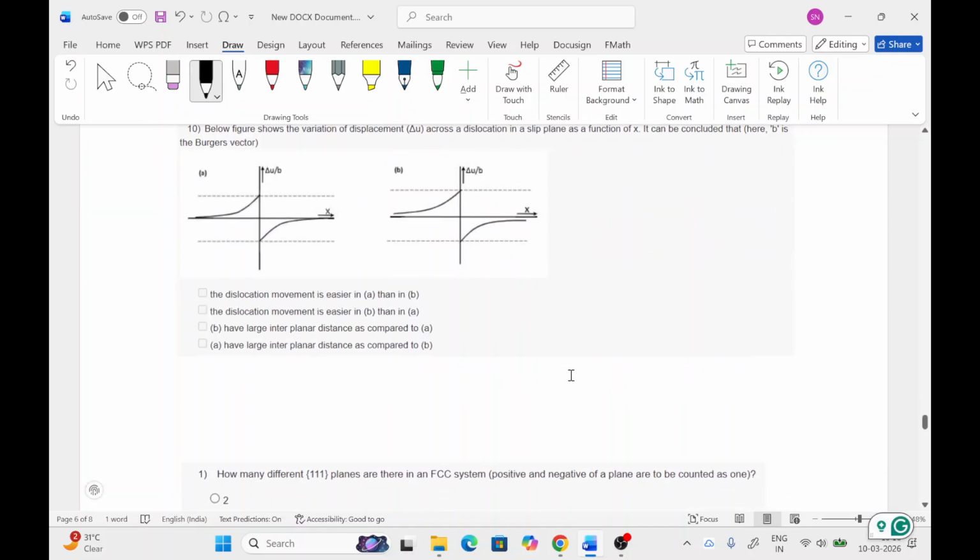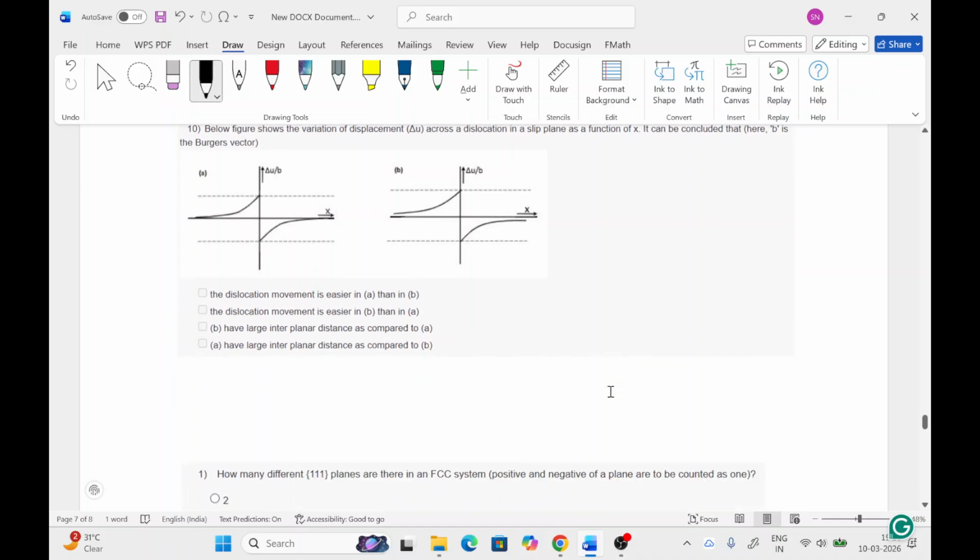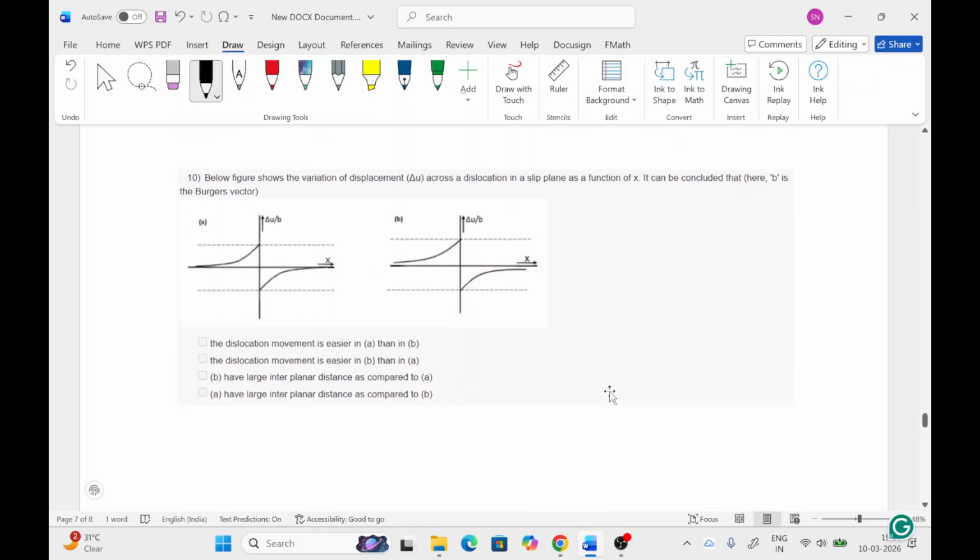So next question is that here we have been asked that the figures show the variation of displacement delta U across a dislocation in a slip plane as a function of x. It can be concluded that the figures show the displacement of the dislocation on a slip plane. So displacement is getting 0 with the distance from the dislocation core. Means the displacement is only limited to the nearest place of the dislocation core.